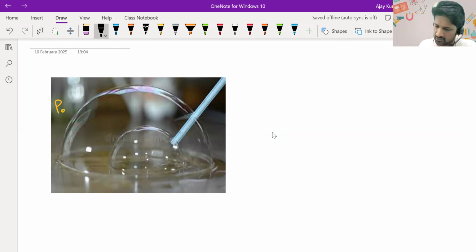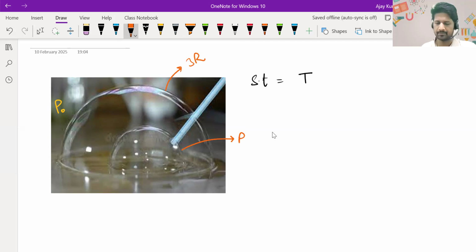Assume surface tension is T, and let's say the radius of curvature of the bigger bubble is 3r, and that of the smaller bubble, which is inside, is r. What I want you to find out is pressure P1 and pressure P2. The pressure outside is atmospheric pressure P naught, surface tension T is given, and the radii of curvature of these bubbles are also given. Derive expressions for P1 and P2.